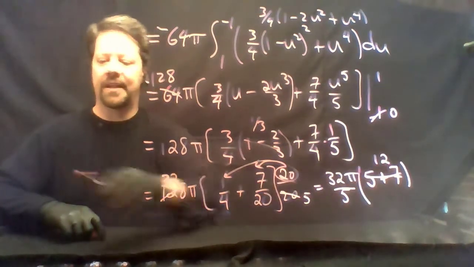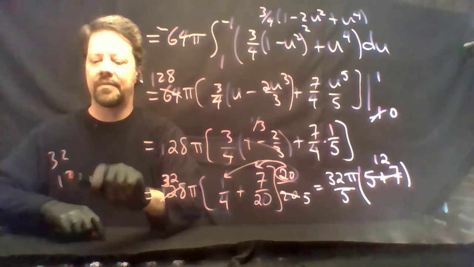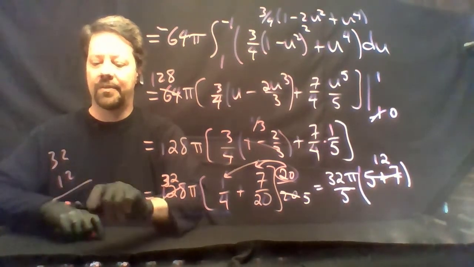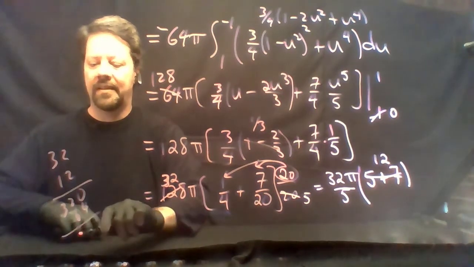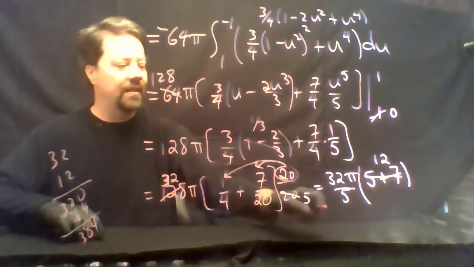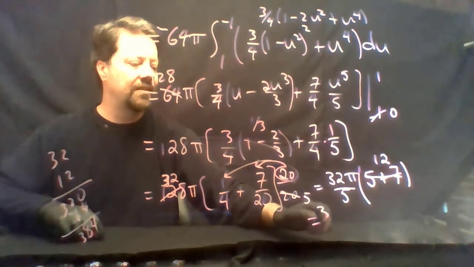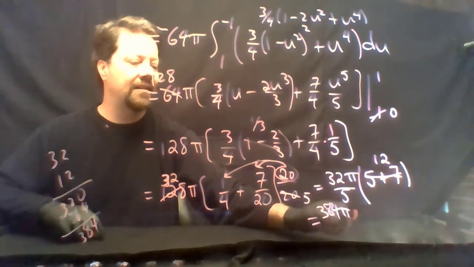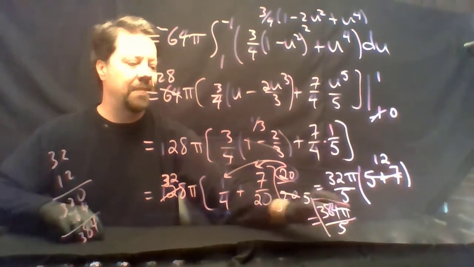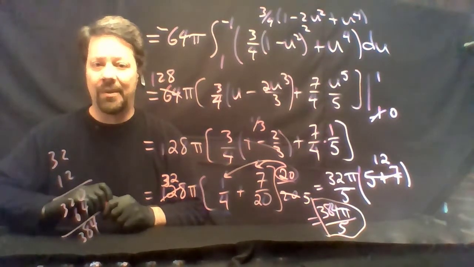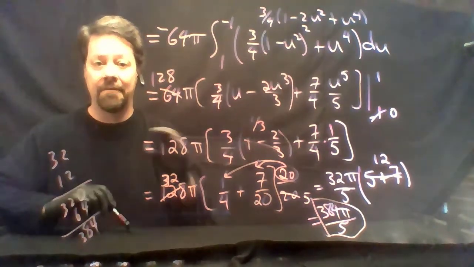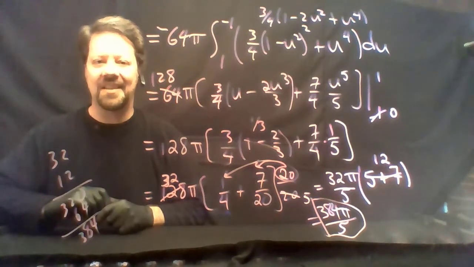What is 12 times 32? Well, you get 320 plus 64. That's 384. Our answer is 384 pi divided by 5. Now we've done this integral both ways, both as a volume integral and as a surface integral. Which way would you prefer?